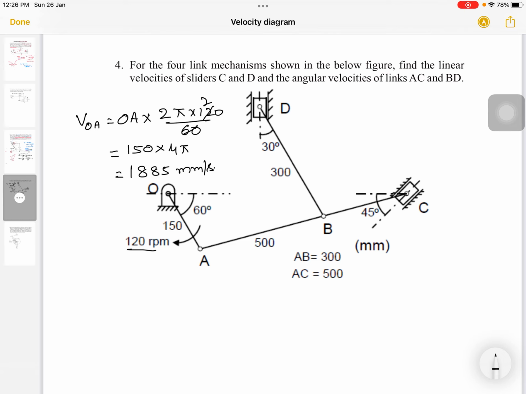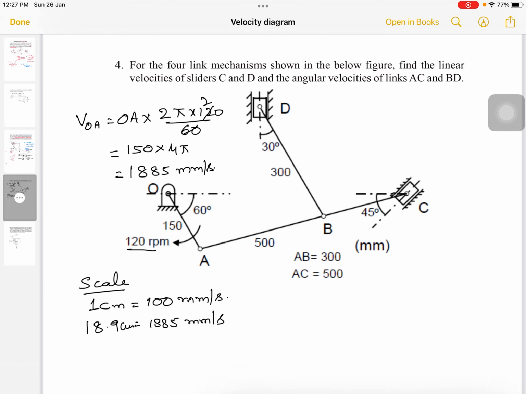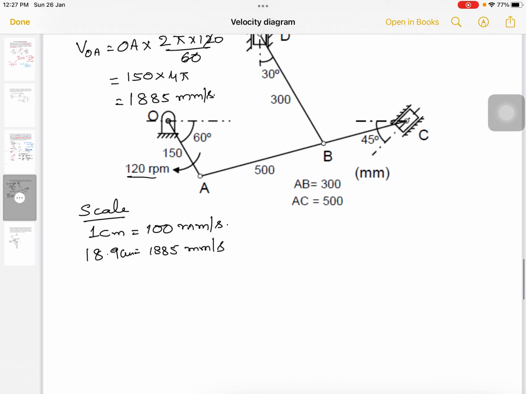Again, take the scale. My scale for this problem is the same: 1 centimeter is equal to 100 mm per second. Or you can take 500, as per your convenience. That means for 1885 mm per second, it will be approximately 18.9 centimeters. Now we can draw the velocity diagram for this problem.